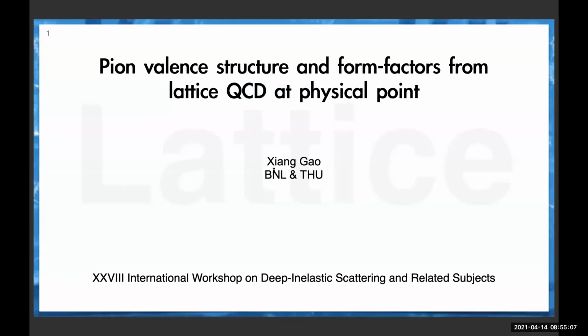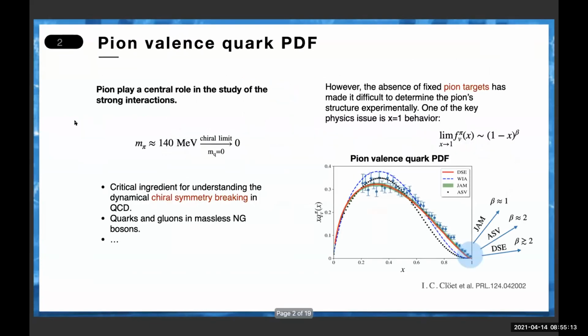Okay, thank you. So today I'm going to talk about the pion structure and form factors from lattice calculations at the physical point. As we know, pions are the Goldstone bosons generated by the spontaneous chiral symmetry breaking of QCD, so they play an important role in the study of strong interactions. Meanwhile, in the chiral limit with massless quarks, the pion mass also approaches zero. Therefore, it's very puzzling how quarks and gluons move and interact inside the pion.